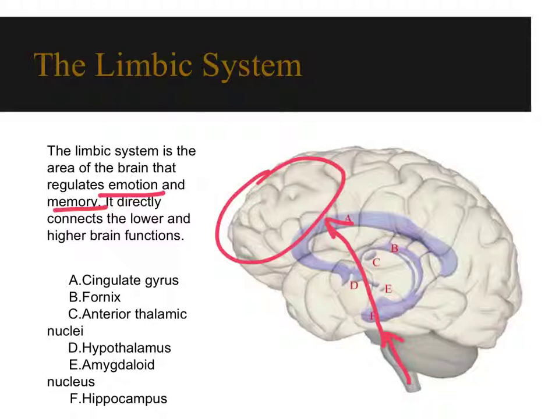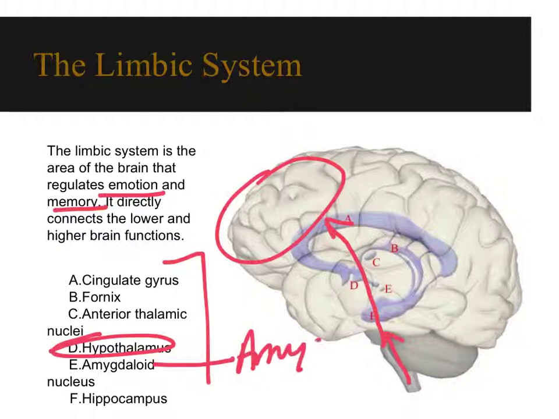There are many different parts of the limbic system. Important ones, they're all important, of course, but the hypothalamus is very important. The amygdaloid nucleus, also known as the amygdala, as well as the hippocampus. The amygdala and the hippocampus are very important for memory, short-term memory, and importantly, long-term memory storage.